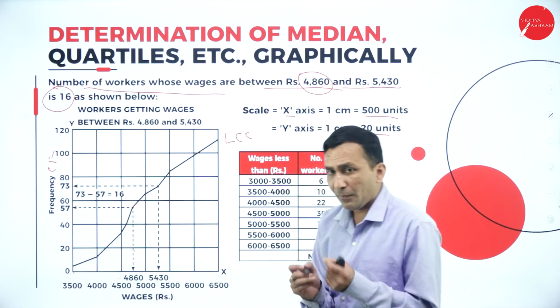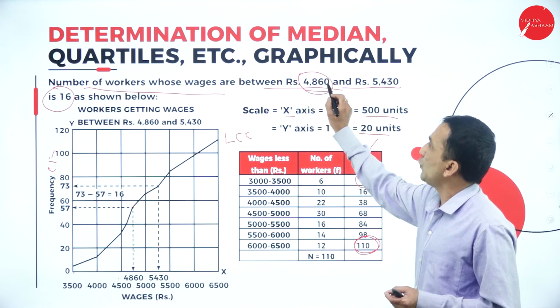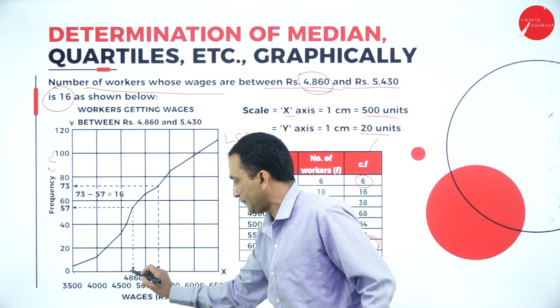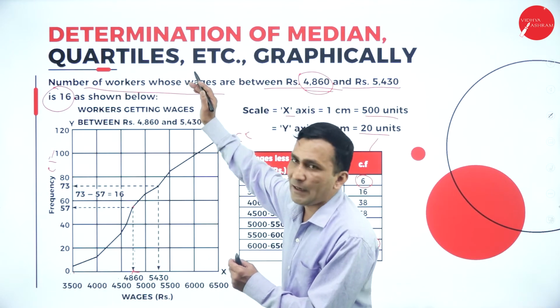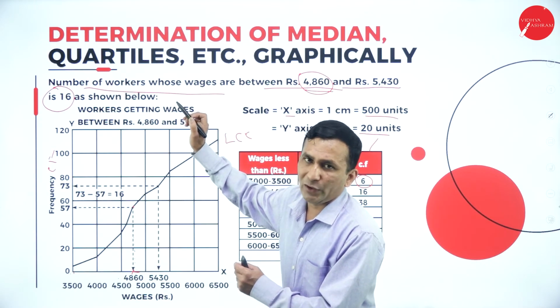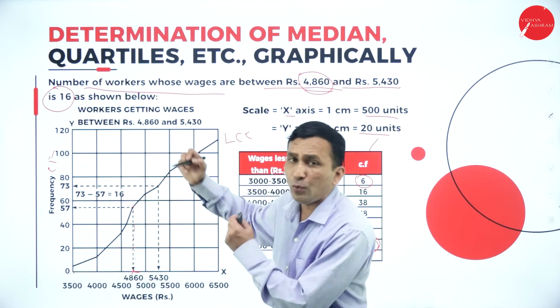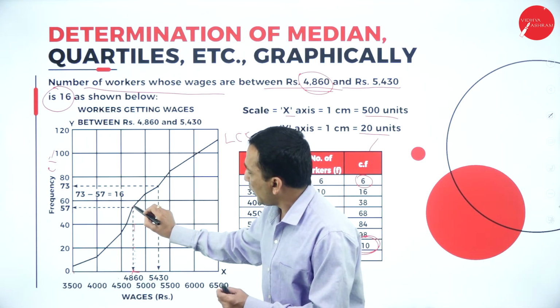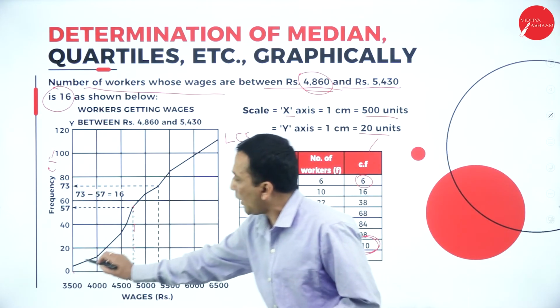So once again I am repeating: from the x-axis we find the value 4,860, and just mark 4,860. Now you have to go in the upward direction using a perpendicular line, the dotted line. Till where do you want to go? Till where the curve is touching. But before that we need to understand how this curve is obtained.